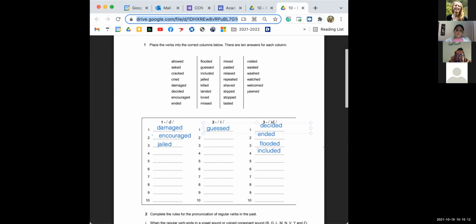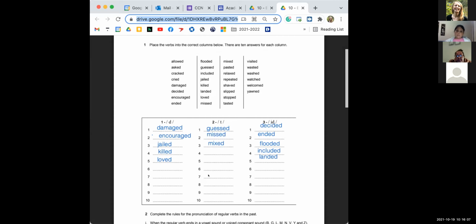Killed. It's first column. Landed. Third column. Okay, listen. Loved, first column. Missed. Second column. Missed. First column? Mixed. I think mixed is in second column. Mixed. Good.